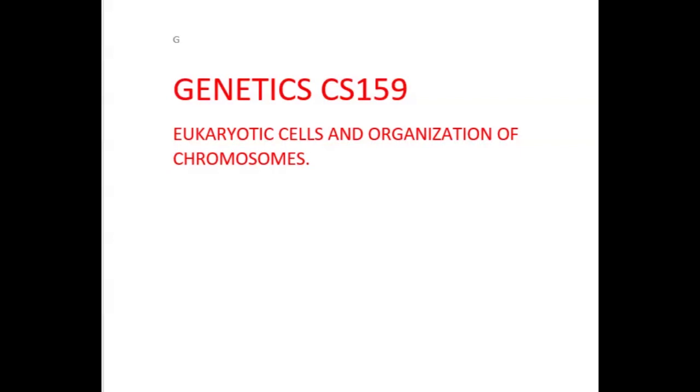In the previous video, we talked about cell theory and organization of chromosomes. And in this video, we're going to talk about eukaryotic cells and organization of chromosomes. Let's start with eukaryotic cells. In the previous video, lecture 2, we said that eukaryotic cells are cells with a true nucleus, so they have a membrane. They can be multicellular and unicellular organisms.